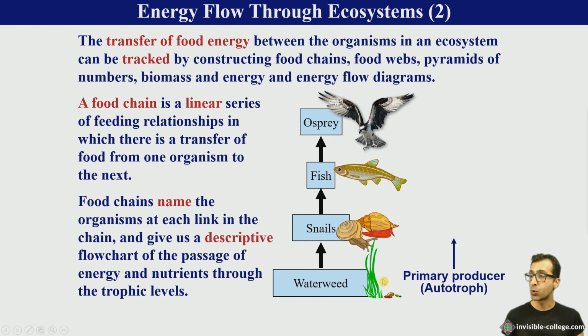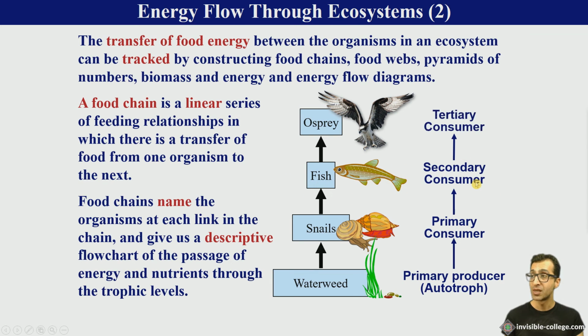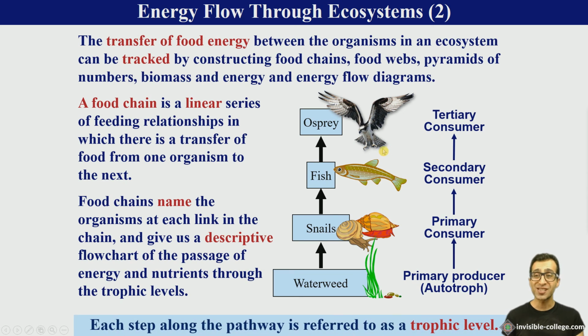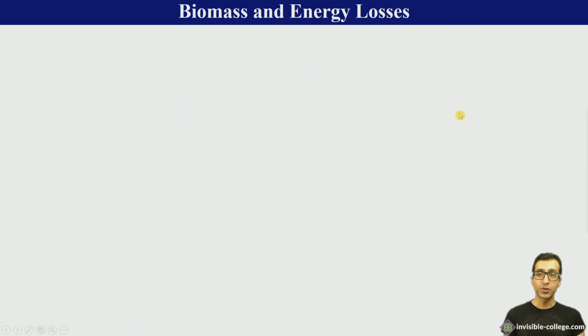So we start with the autotrophs, the primary producers. We go on to the primary consumers, which feed on the primary producers. We then go on to the secondary consumers, which feed on the primary consumers, and tertiary consumers that feed on the secondary consumers. So each step along the pathway is referred to as a trophic level. So an important concept here is the idea of biomass, and we need to relate this to the losses of energy at each one of these trophic levels.